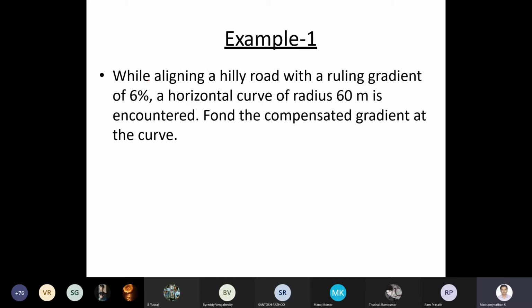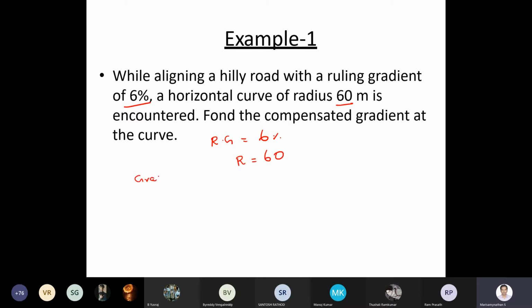So this is the problem: while aligning a hilly road with a ruling gradient of 6%, which is greater than 4%, there is a need to provide grade compensation. The horizontal curve radius is 60 meters. Find the compensated gradient at that particular curve. So the ruling gradient is 6%, and the radius of the curve is given as 60 meters.